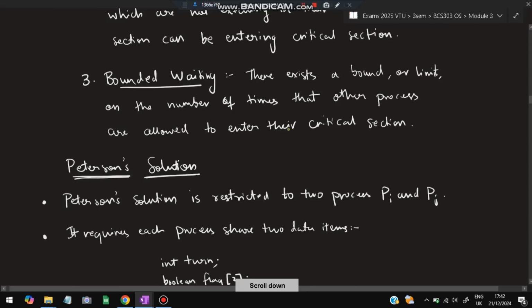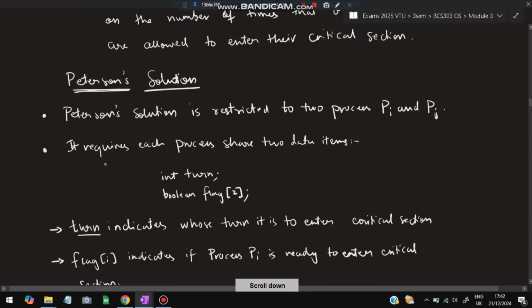Now, what is Peterson's solution? Peterson's solution is restricted to two processes, Pi and Pj. It is defined for two processes. It requires that each process share two data items. So processes Pi and Pj both will have these data items. What are the data items?